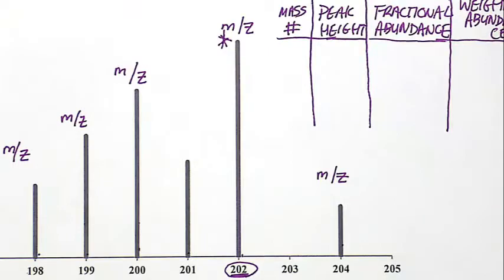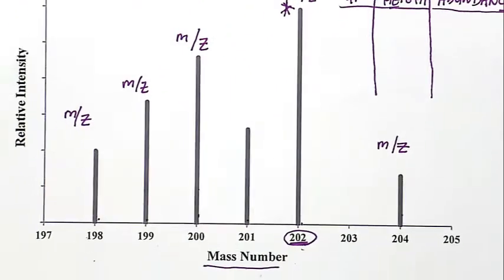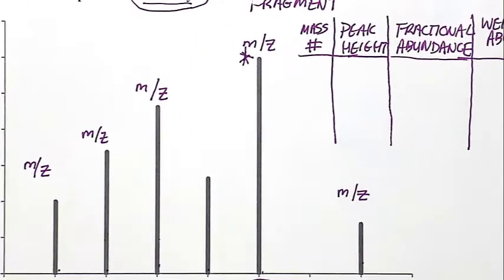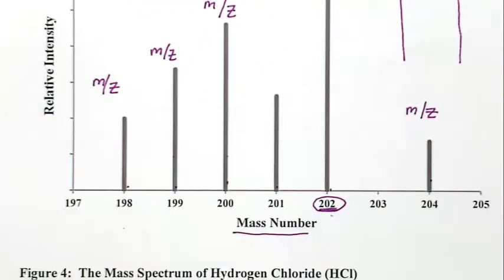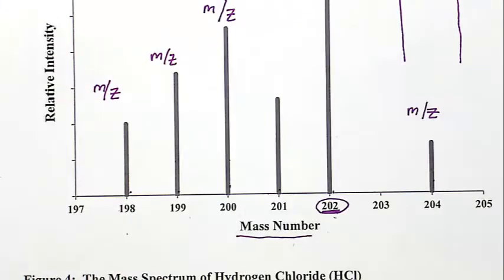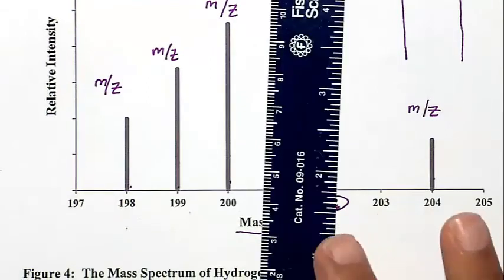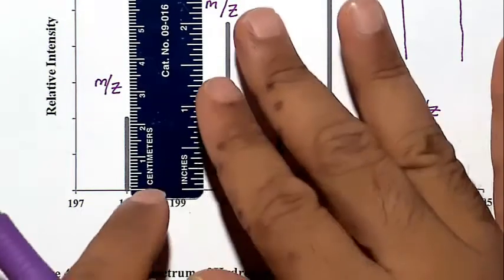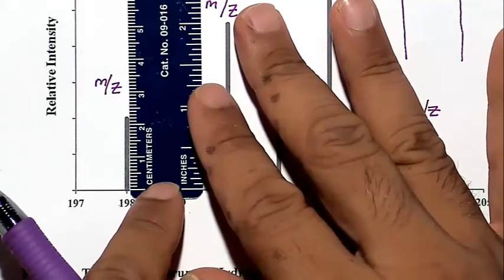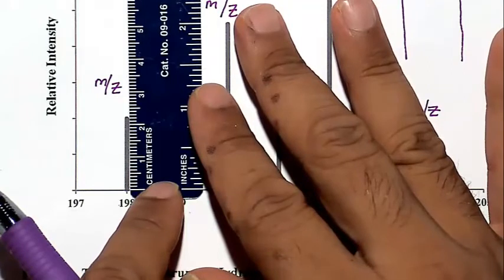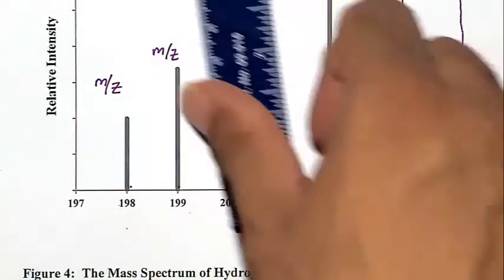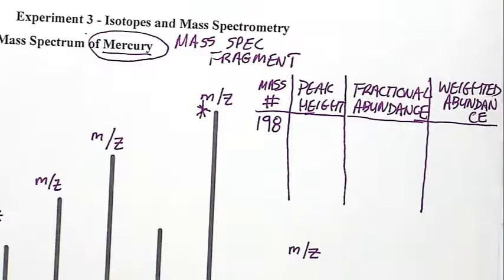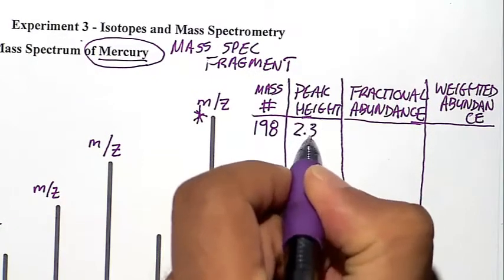So let's first of all put our mass numbers in. So here's mass number 198, the peak height of 198. Now you can measure this in centimeters or millimeters. The units of measurement don't really matter. So when I measure that peak height, I get around 2.2, maybe 2.3. I'll call it 2.3 centimeters. So the peak height of that 198 isotope is 2.3 centimeters.